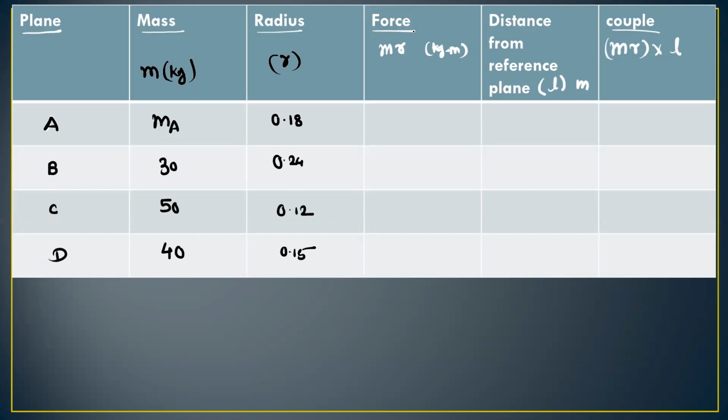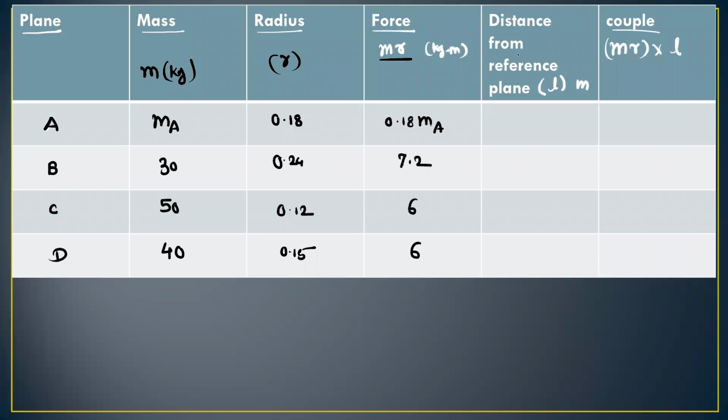Now find out the centrifugal force, that is a product of mass and radius. So this is 0.18 into ma. Then next is 0.24 into 30, so this is 7.2. 0.12 into 50, this is 6. And 0.15 into 40, it is also 6. So this is the centrifugal force.